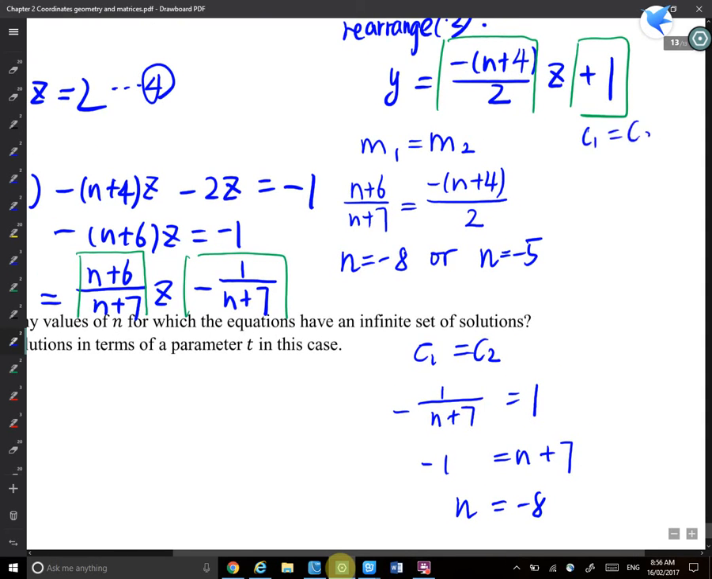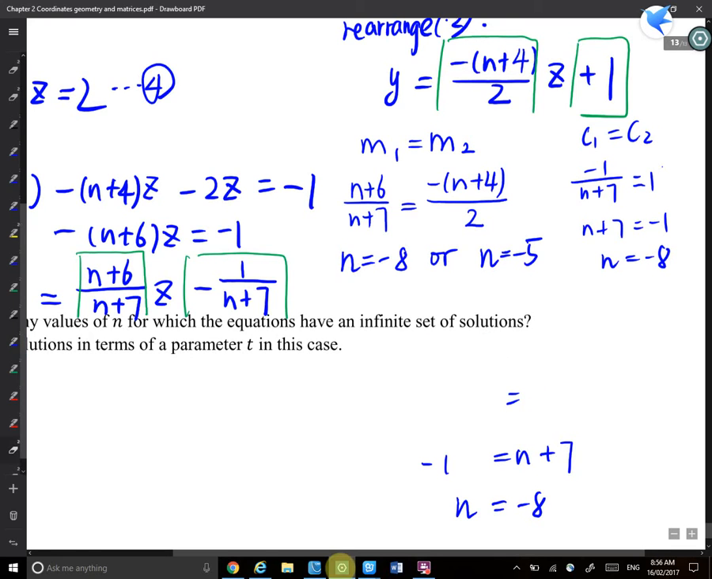I should put it here. Minus 1 over n plus 7 equals to 1. n plus 7 equals to minus 1. n equals to minus 8. Okay, now for solving x and y.